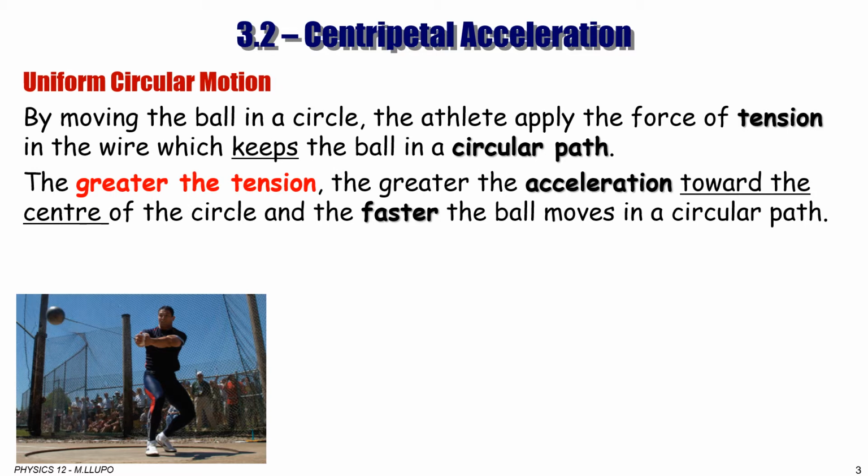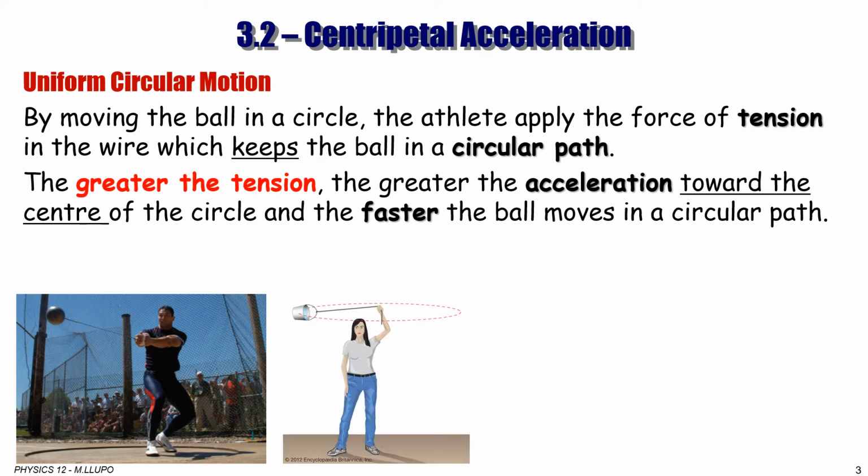But this time we have a tension in a wire. So the greater the tension, the greater the acceleration toward the center of the circle, and the faster the ball moves in a circular path. Now here is another experiment. When we tie up a bucket filled halfway with water, we have to use a very strong string or rope, because there's a lot of tension on that rope. Try to spin that in a horizontal plane. You're going to see the water will not spill, and we're going to talk more about that later on.